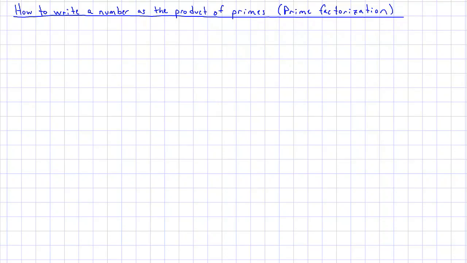Welcome. Here I'm going to do an example where we write a number as the product of primes. This is also referred to as the prime factorization of a number. So I'll begin with an example. We'll do the number 120. So I like to make a little tree. My goal is to find all the prime numbers that together multiply to equal 120.